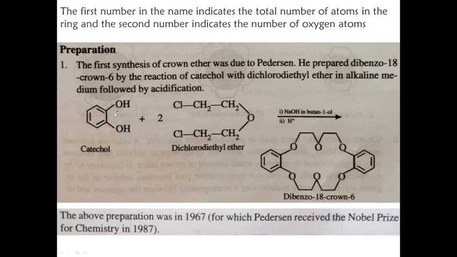Two molecules of this will be there. One molecule is attached here, and another molecule will also attach here, and then we get dibenzo-18-crown-6.